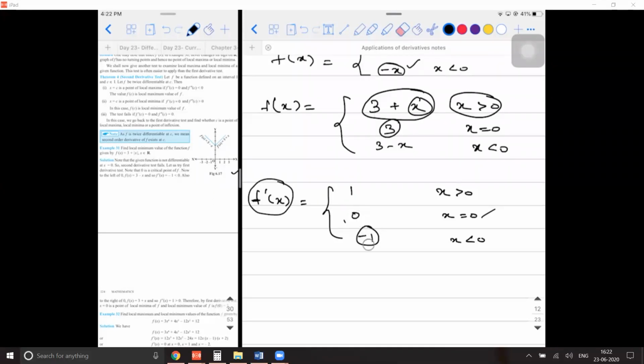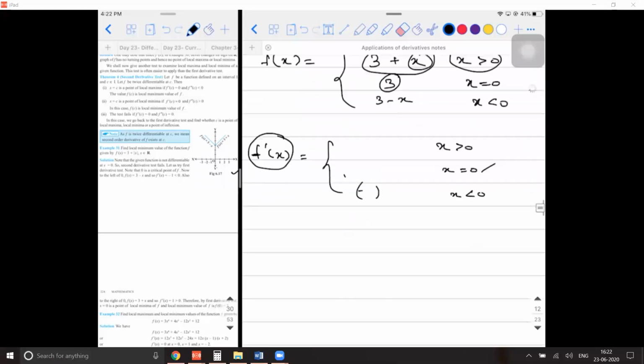See, this problem is slightly tricky. Observe. Is there anyone having a doubt with how I got this 1, 0, minus 1? No, sir. Right? So f dash of x equal to 0 at x is equal to 0. What is happening on the left of 0? It is negative. So f dash of 0 minus is less than 0. That is minus 1.